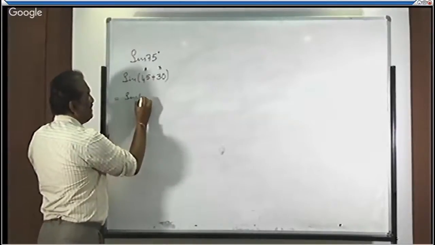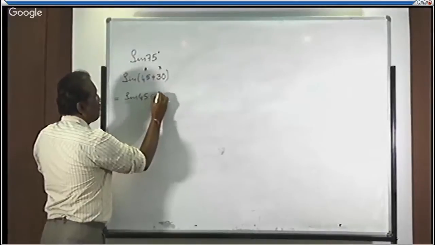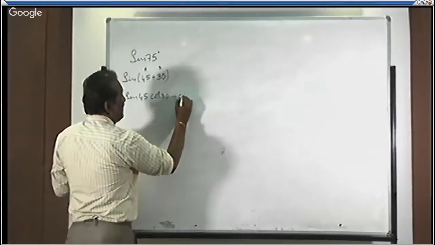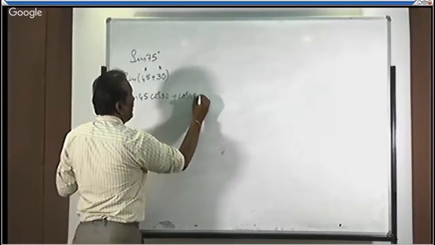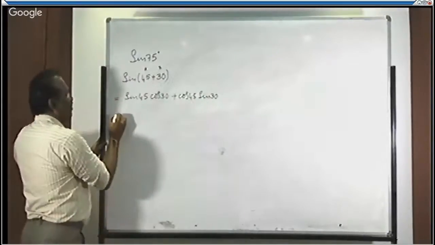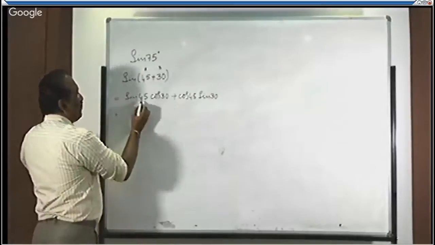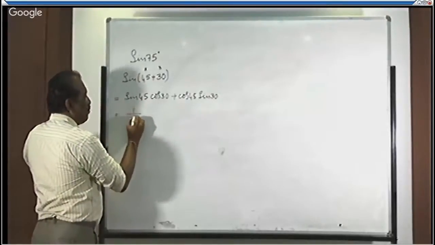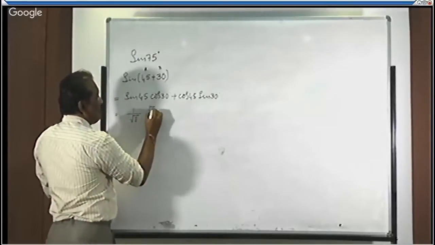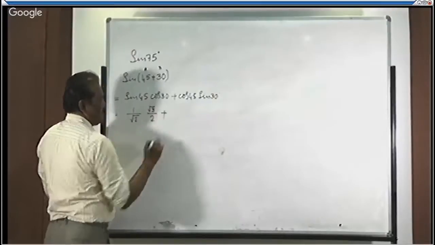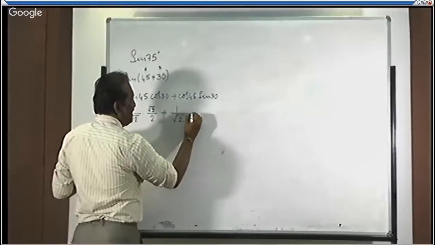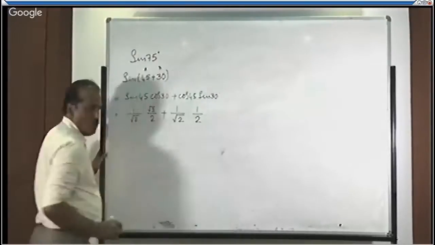Sine A means sine 45 degree, into cos B, where B is 30 degree, plus cos A, where A is 45 degree, into sine B, where B is 30 degree. Now we know the numerical value of sine 45 degree is 1 by root 2. Cos 30 is root 3 by 2, cos 45 is 1 by root 2, and sine 30 is 1 by 2.